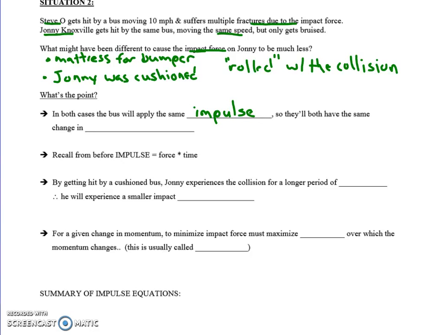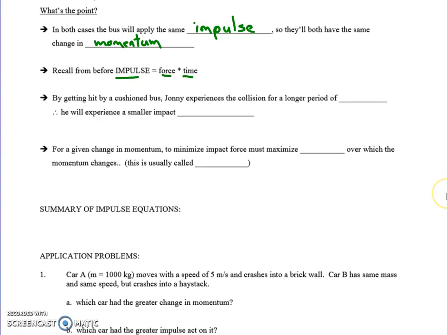Okay, why did it have the same change in momentum? Because it was coming in with the same momentum in both cases. And if it hits the same person with the same mass, it's going to have the same change. So we have the same change in momentum. Now remember, impulse is equal to force times time. So by getting hit by, let's say, a cushioned bus, Jami experiences a collision for a longer period of time. In other words, because of the give in the cushion, it pushes on him for a longer period of time, and therefore he'll experience a smaller impact force.